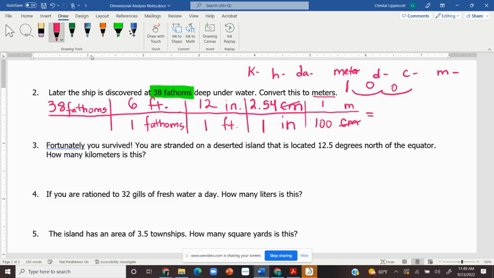So my centimeters cancel, my inches cancel, my feet cancel, and my fathoms cancel. I'm going to multiply everything across the top, multiply everything down at the bottom, and divide. You should end up with 69 meters in the end. Let's see if you can get that to come up in your calculator correctly.